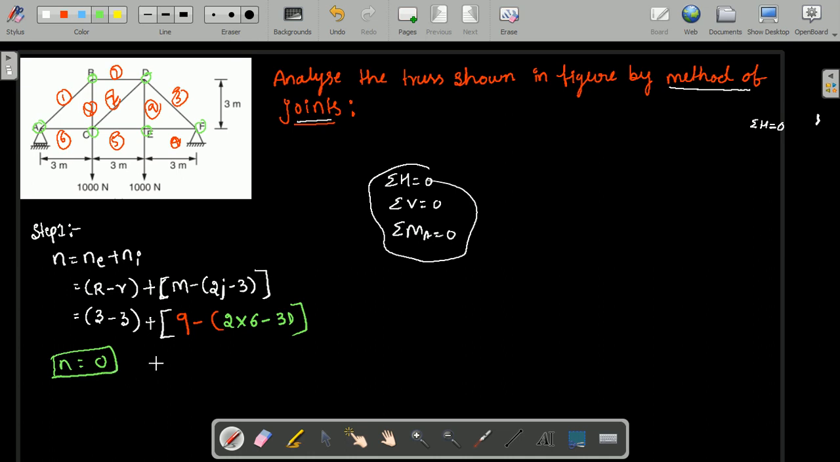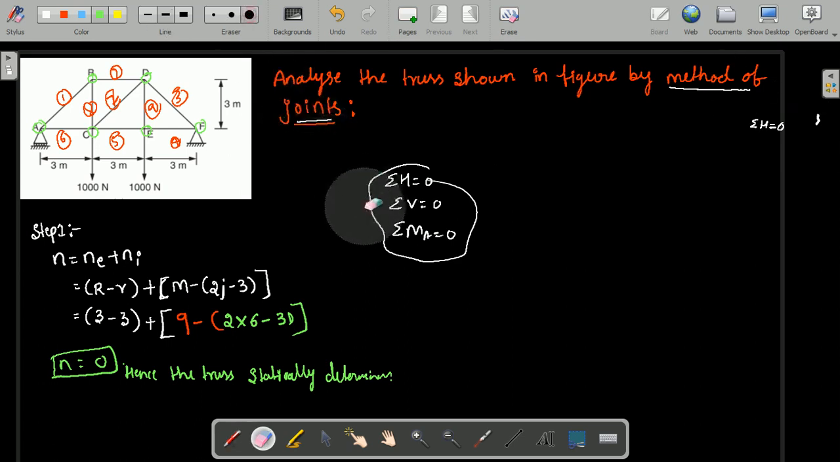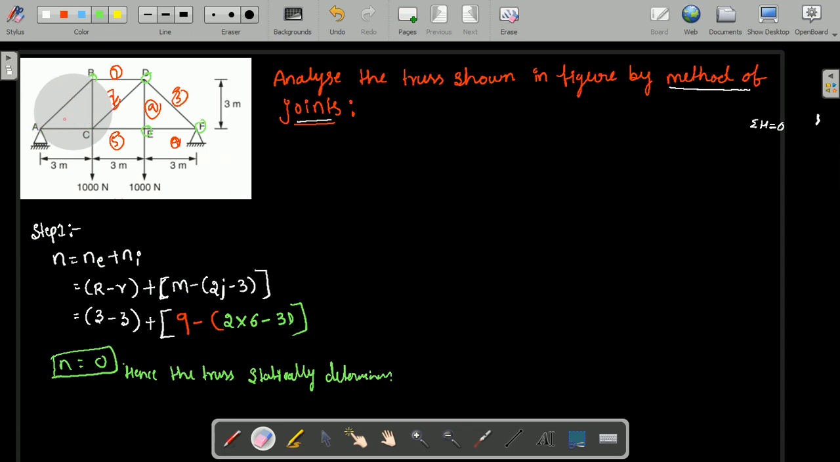Hence you can write that the given truss is statically determinate. This is the first step, and it is over. We have found out whether the truss is statically determinate or indeterminate. Is it clear? Are you following?